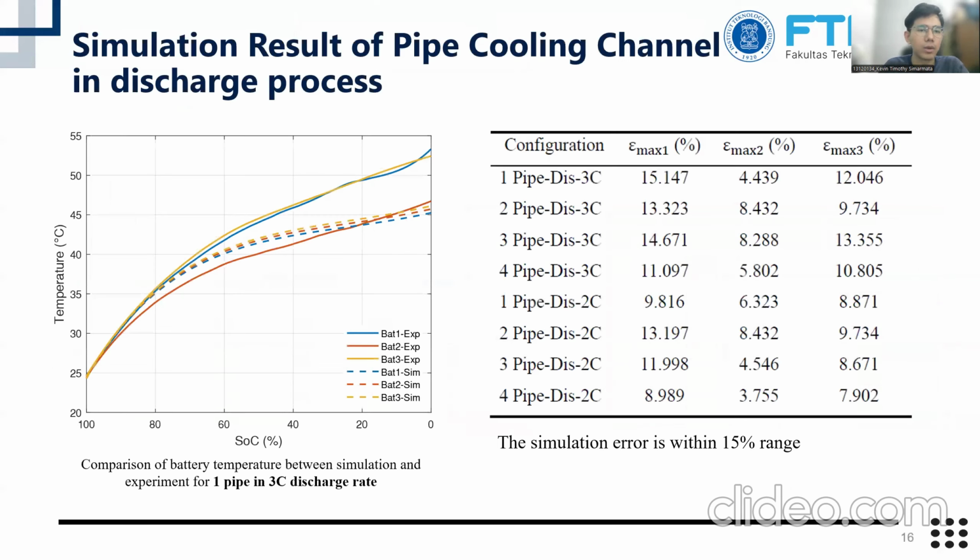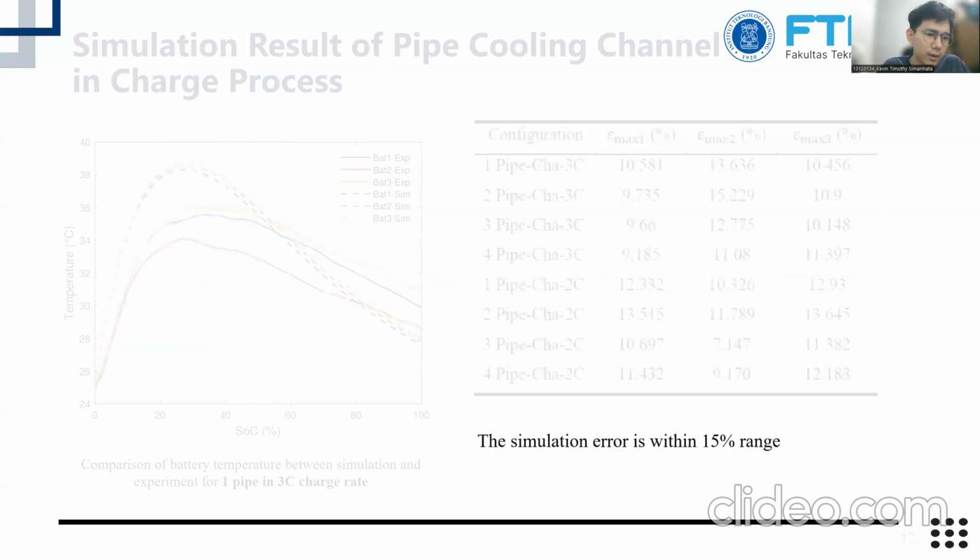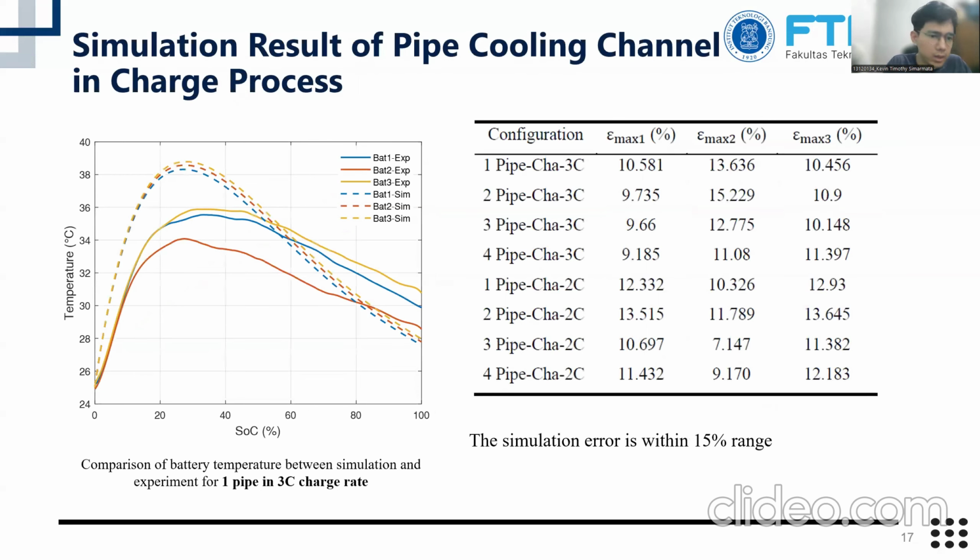And then we compare the simulation result and the experiment result. This picture shows one pipe at the 3C discharge rate. We can see the solid line is the experiment, and the dotted line is the simulation. Based on this table, we can see the simulation error is within a 15% range. And then this is for the charge process. The same as the discharge process, the simulation error is within a 15% range.